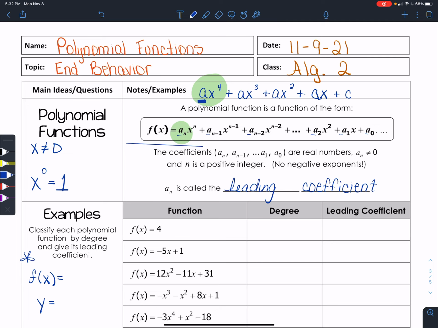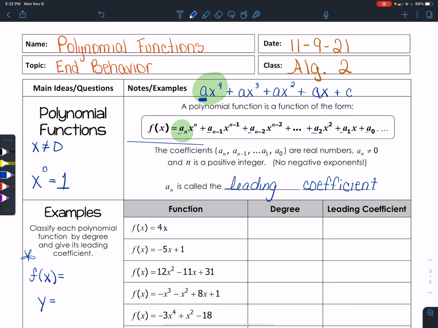So for example, on this first one, f of x equals 4. Well, there really is an x to the 0 power. But that's the same as saying 4 times 1, because x to the 0 power would make 1, which gives me that constant value of 4. And that's exactly what they had here, the constant value of 4. So the degree on this one is 0. Our leading coefficient in front of x to the 0 power would be 4, and in this case, it just happens to be referred to as the constant.